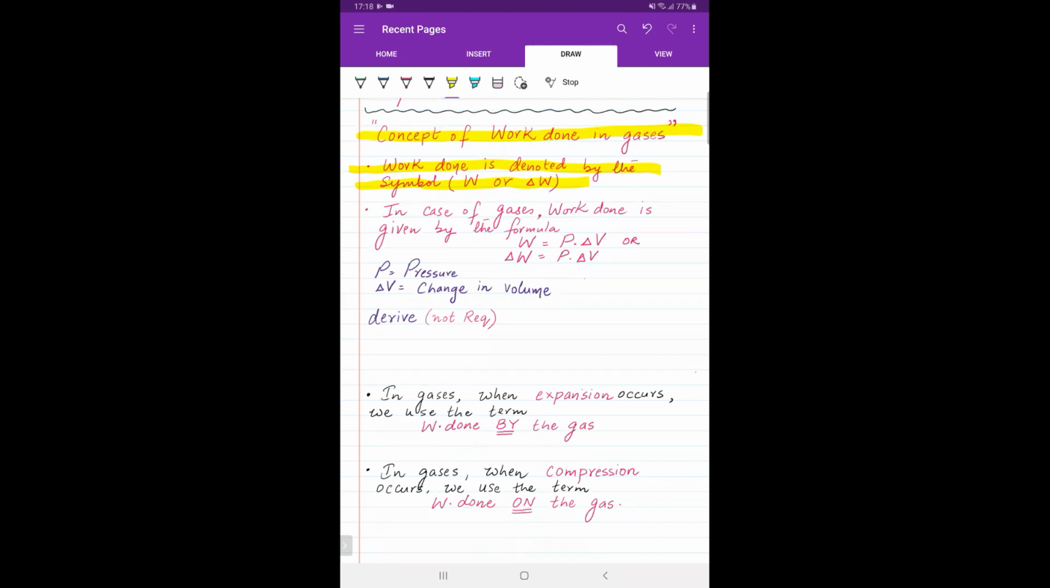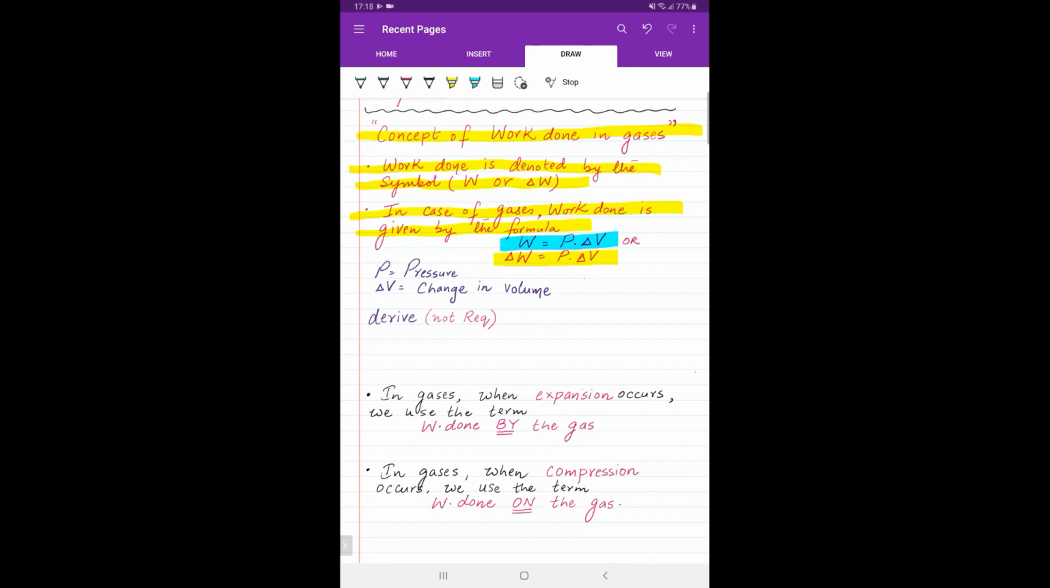The next statement, in case of gases, work done is given by the formula W is equal to P times delta V. This is one way of writing it down. Alternately, delta W is equal to P times delta V, the alternate way of writing it down. अब आपकी choice है कौन सा symbols आपको सही लगते हैं.